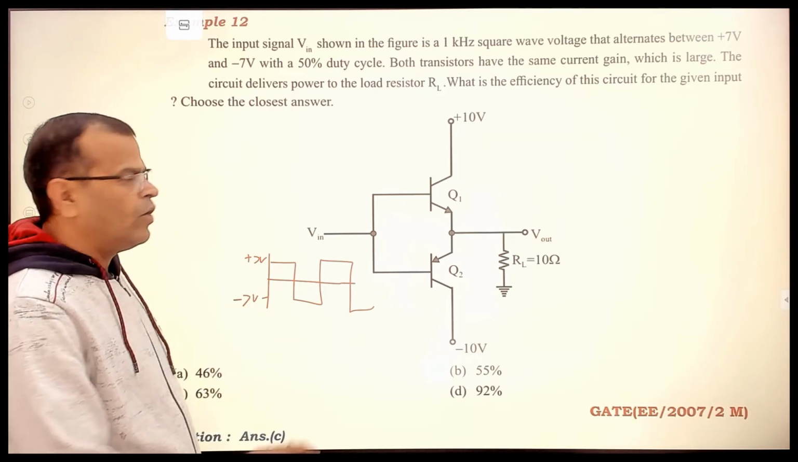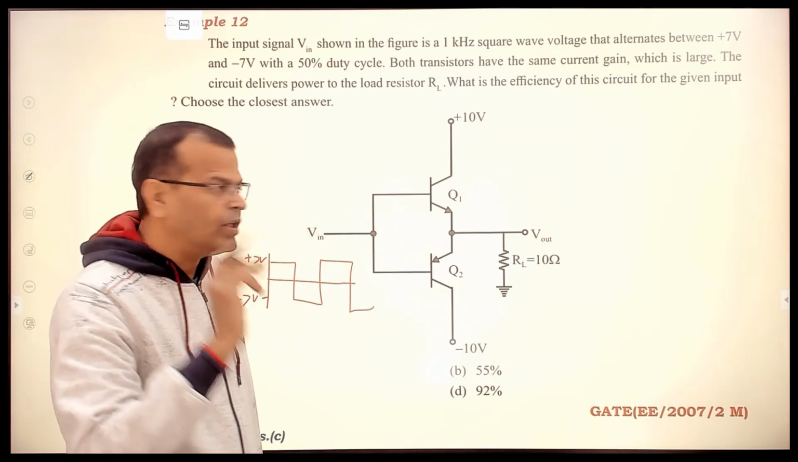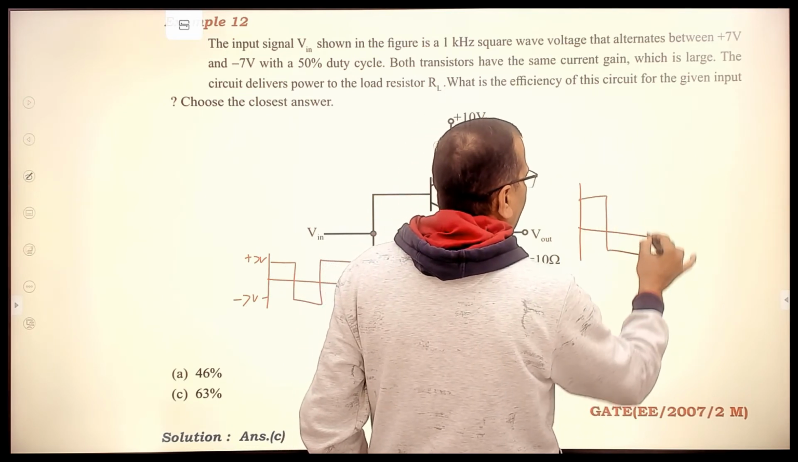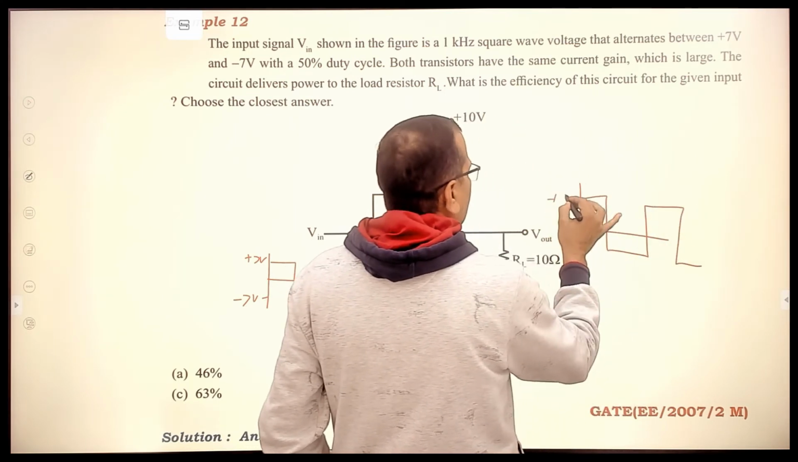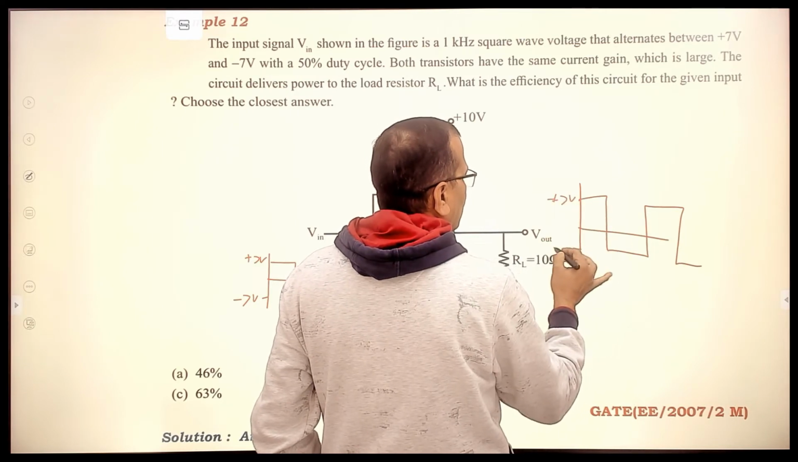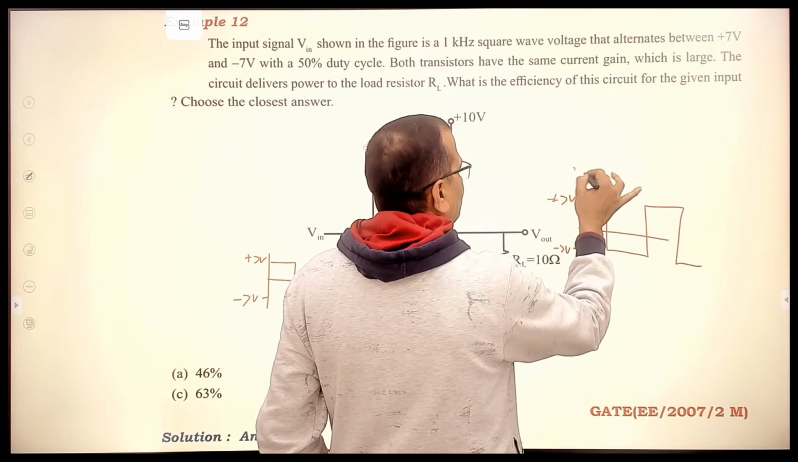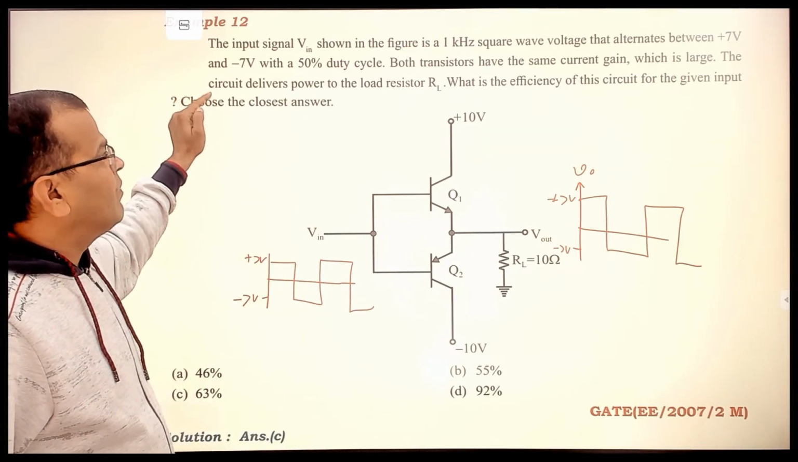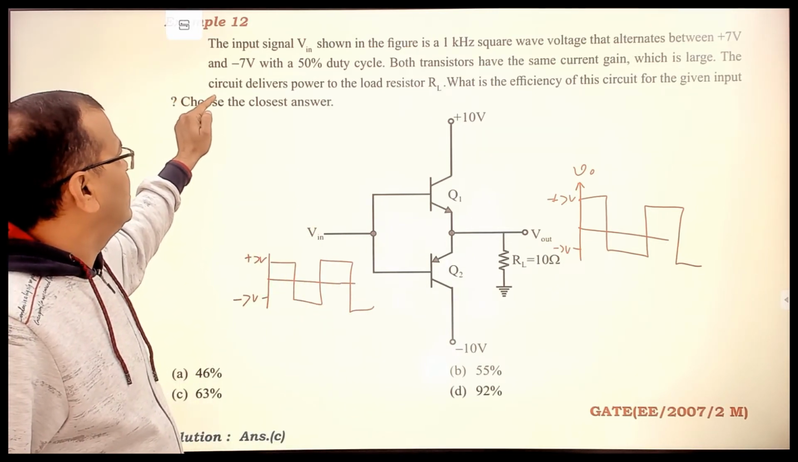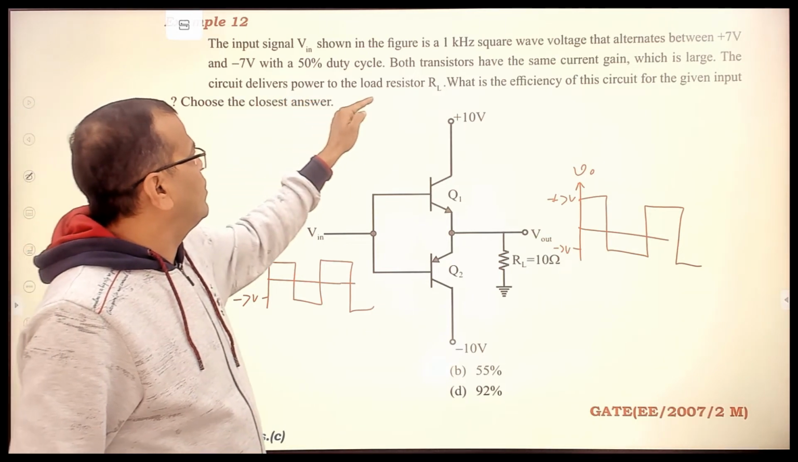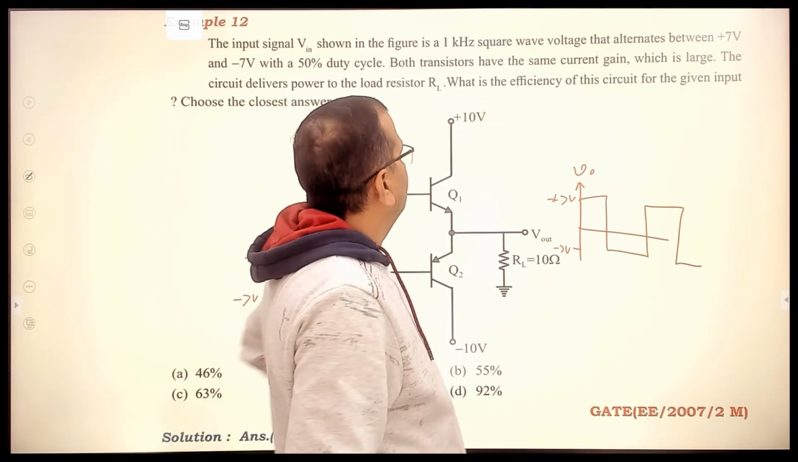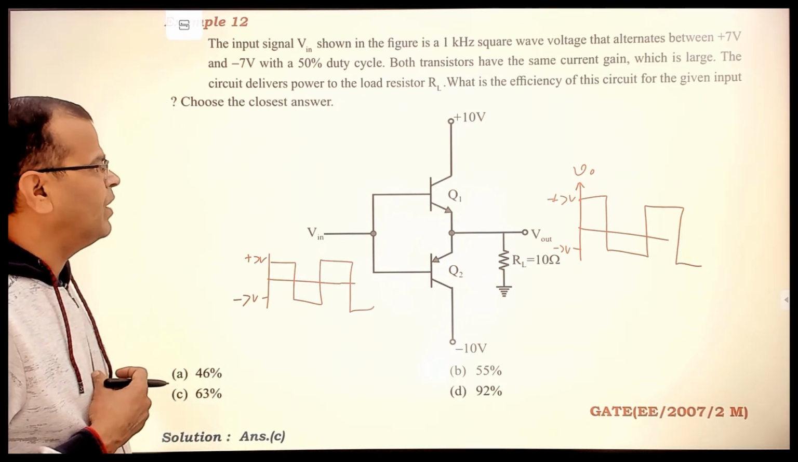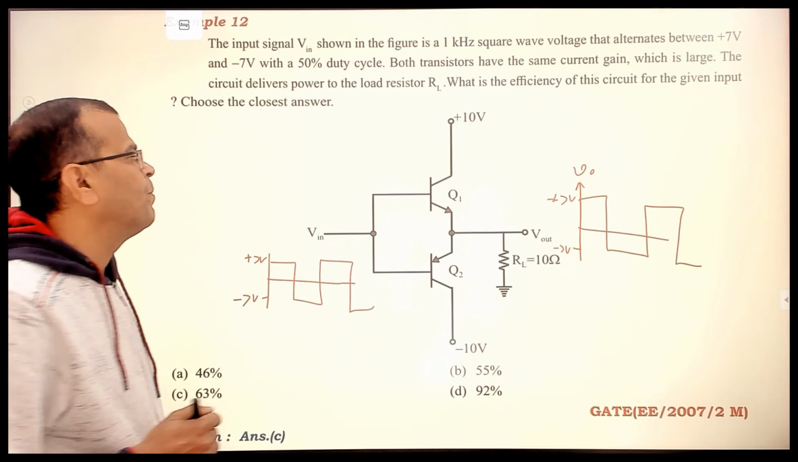And remember, the complementary arrangement has unity voltage gain. So indirectly we can say we have a square wave at the output which varies from +7 volt to -7 volt. So the output voltage is this, right? Both transistors have the same current gain, which is large. The circuit delivers power to the load RL. What is the efficiency of the circuit for the given input? So I have to find the efficiency, right?